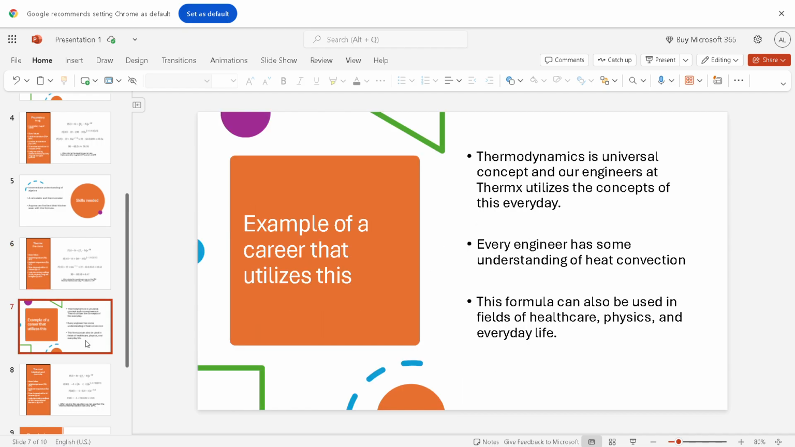Now, examples of a career that utilizes Newton's law of cooling. Thermodynamics is a universal concept, and our engineers at Thermx utilize this concept every day. Most importantly, every engineer has some understanding of heat convection in their field. It's just a given. This formula is also used in fields such as healthcare, physics, and everyday life.